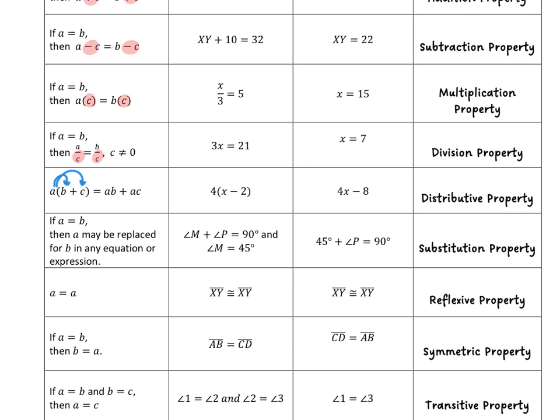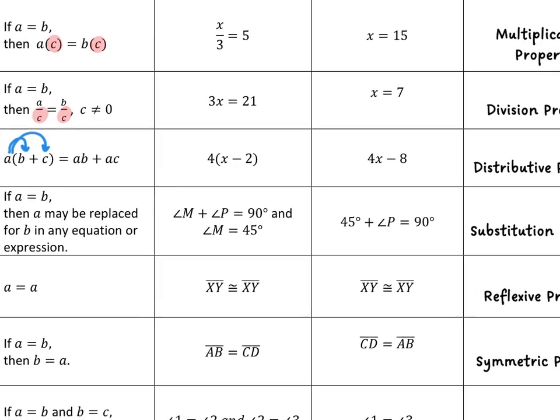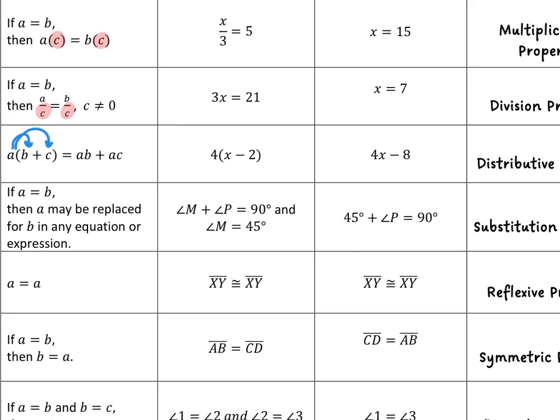But then we have our substitution property, and not a lot of us noticed this when we all asked me about this one, so let me slow down for a second. If A is equal to B, then A may be replaced for B in any equation or expression. So let's look at the example they gave us. They told us that, I'm going to color code this one, angle M plus angle P is equal to 90 degrees, and we know that angle M is 45 degrees. Therefore, I can replace or substitute angle M with what number in my conclusion?